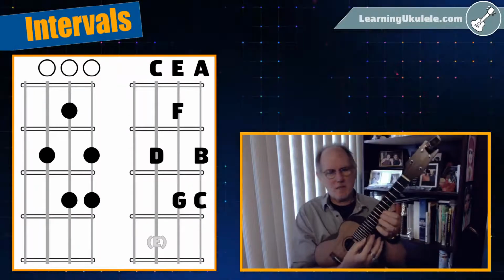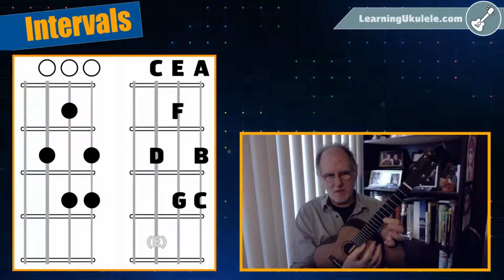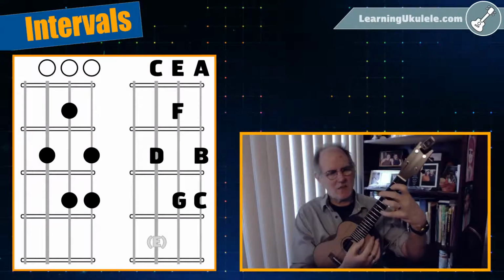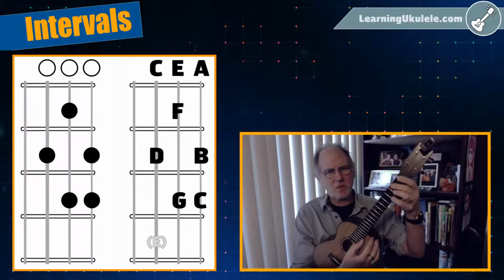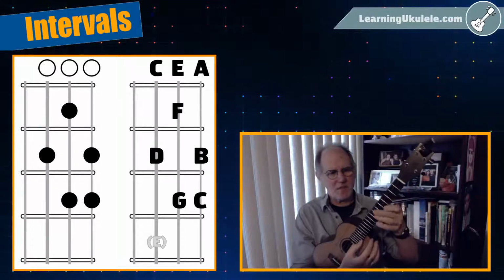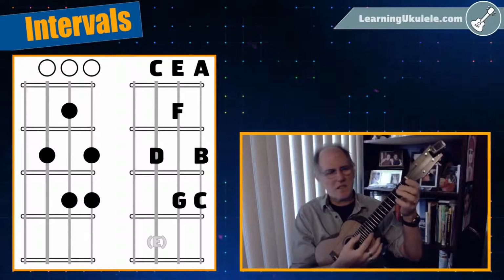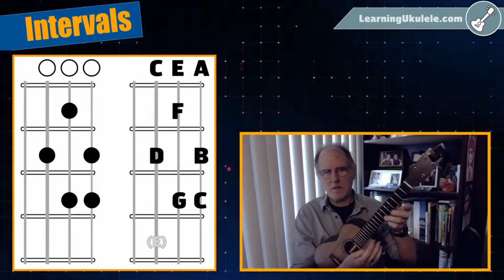Everything above the octave would be called compound intervals. Now, as far as ukulele is concerned, the 9th and 2nd are the same letter, D. So as far as chords go, we can consider them the same. But as far as intervals, this is different. 2nd, 9th.